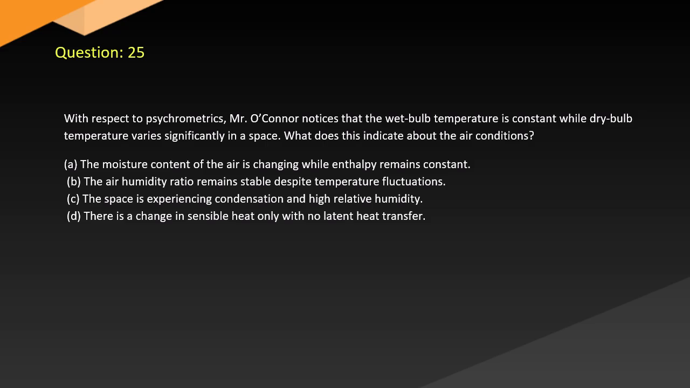Question 25. With respect to psychrometrics, O'Connor notices that the wet bulb temperature is constant while dry bulb temperature varies significantly in space. What does this indicate about the air conditions? A. The moisture content of the air is changing while enthalpy remains constant. B. The air humidity ratio remains stable despite temperature fluctuations. C. The space is experiencing condensation and high relative humidity. D. There is change in sensible heat only with no latent heat transfer.